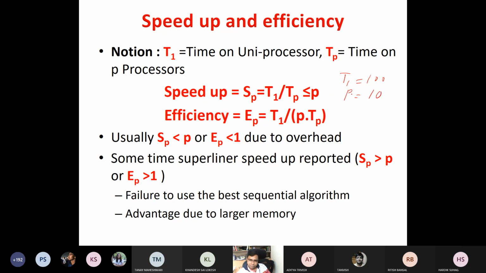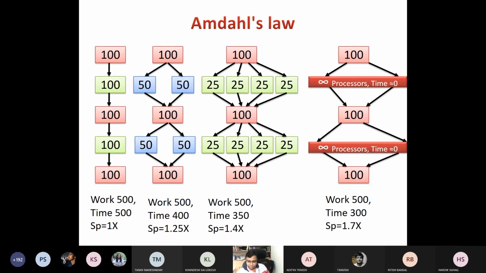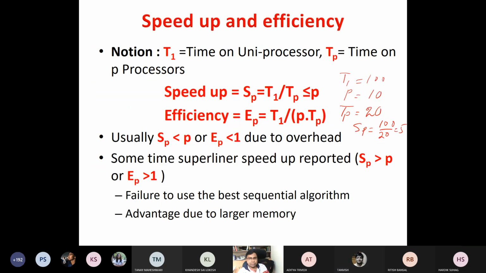So T1 is equal to 100 and P is equal to 10, running on 10 processors. Suppose TP is 20. So what is the speedup? Speedup is equal to 100 by 20. Speedup we are getting is 5. You are using 10 processors, getting a speedup of 5.